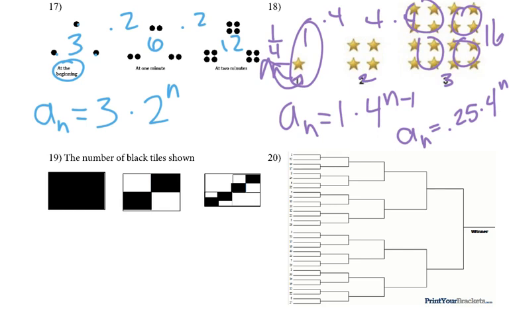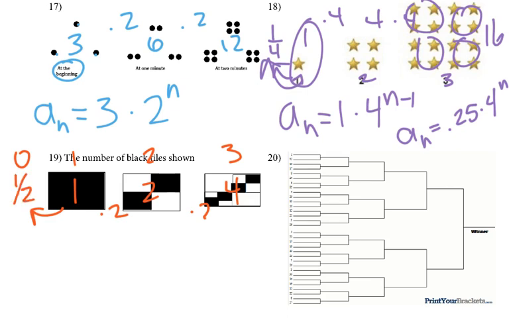Okay, number 19, we have 1 for our first term. Second term, we have 2. Third term, we have 4. So again, going back to the 0 term, looks like we're timesing by 2. Because we'd have to add 1 then 2, so definitely doubling it.